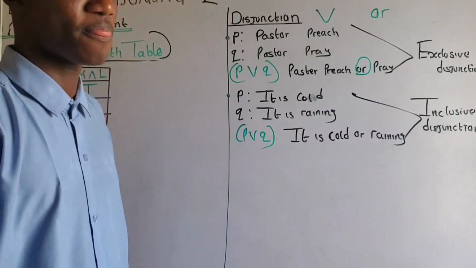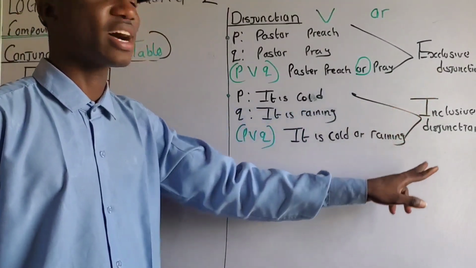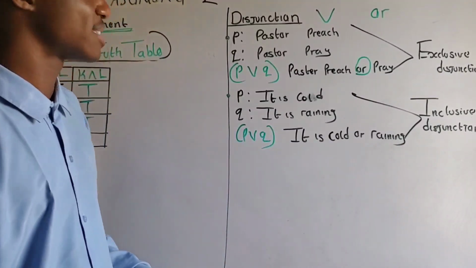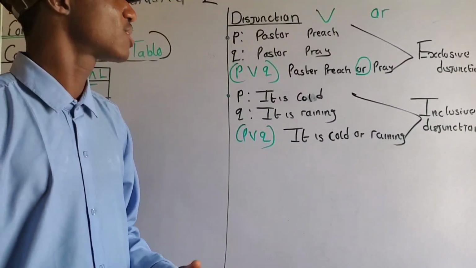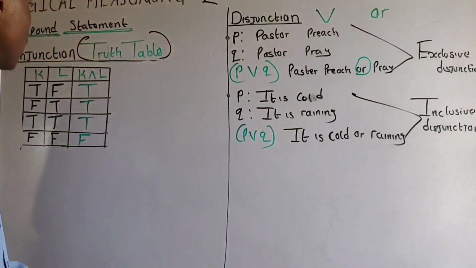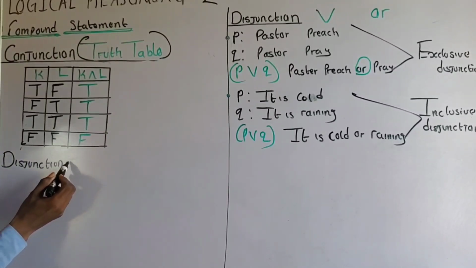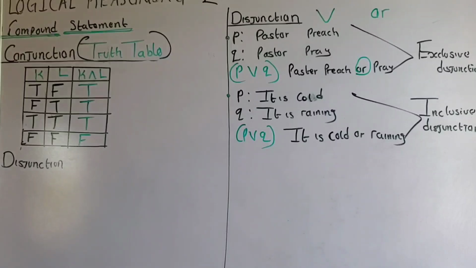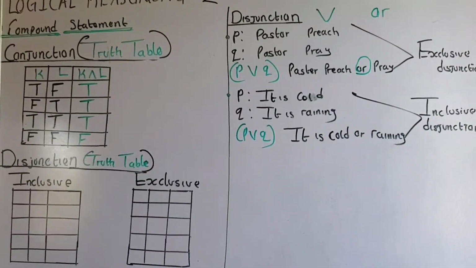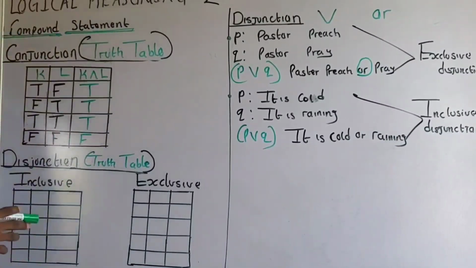Do you understand? Okay, now having understood what is meant by exclusive disjunction and inclusive disjunction, let us look at the truth table for each of them. Let us start with inclusive disjunction. This is the table that I'm going to use.